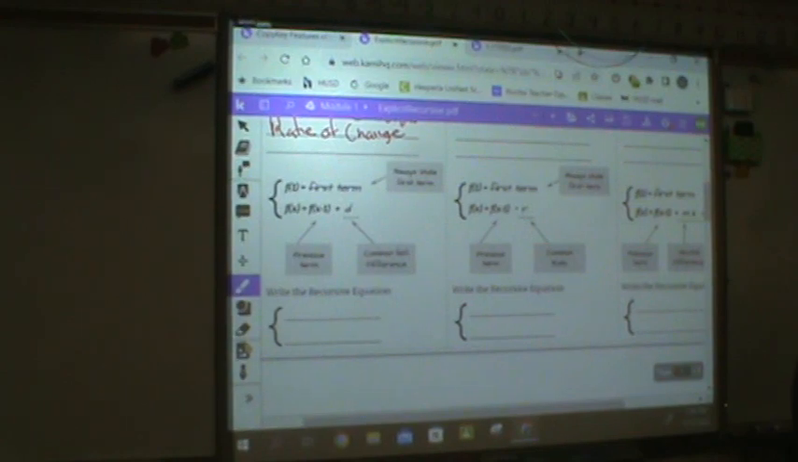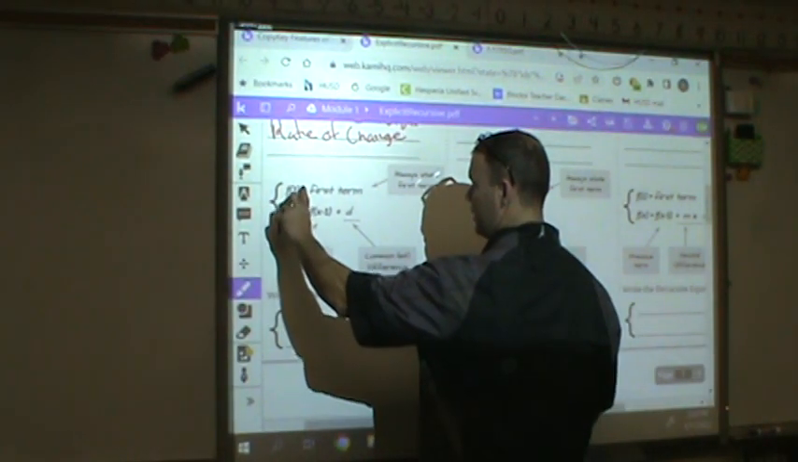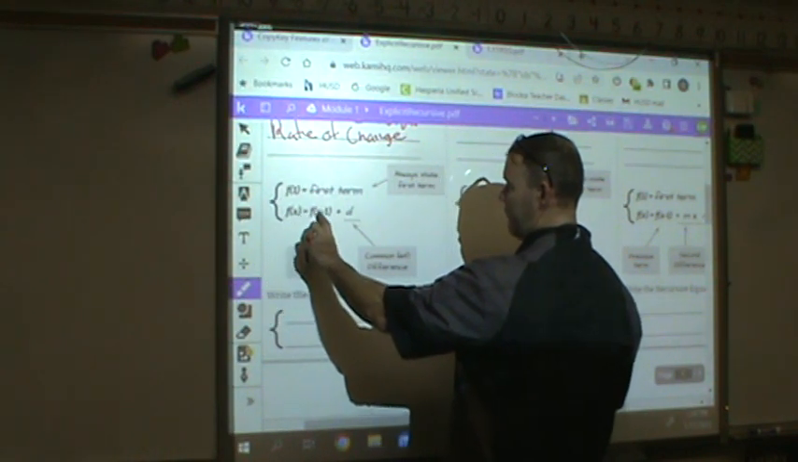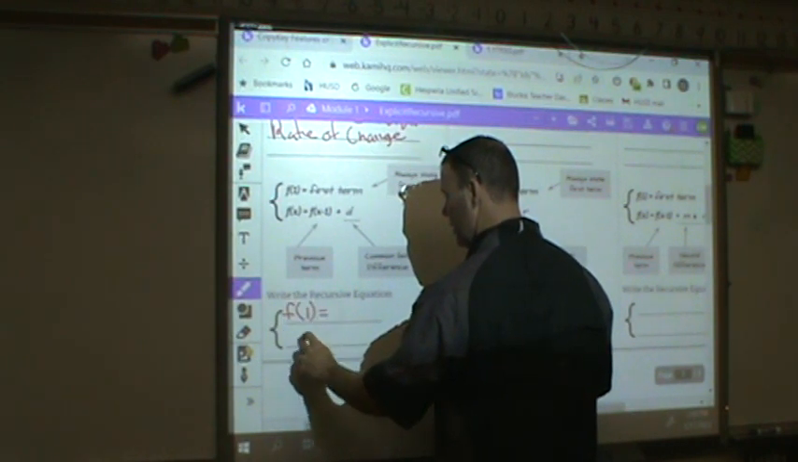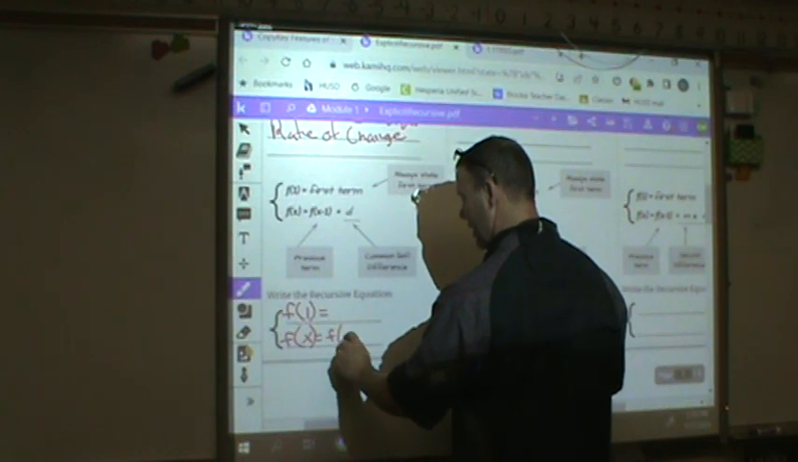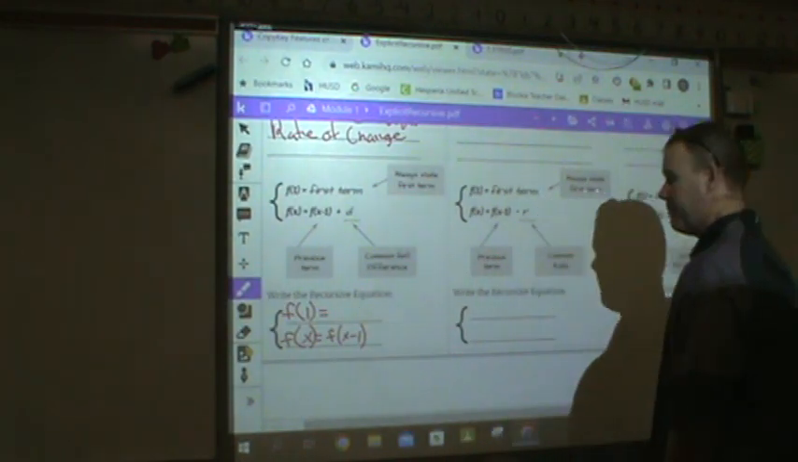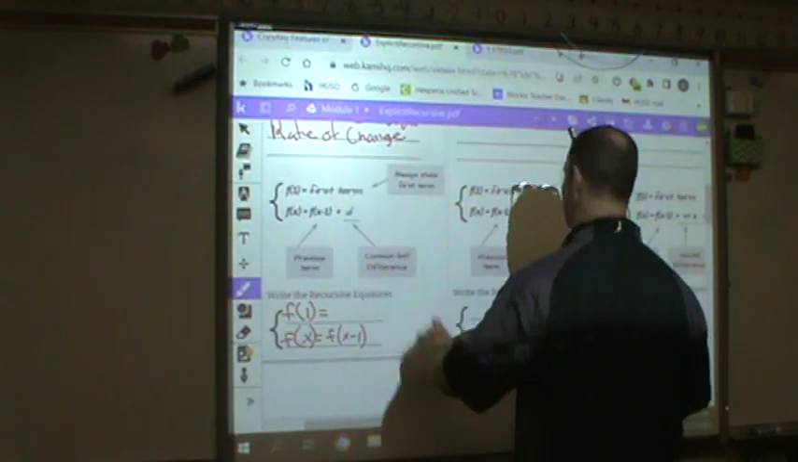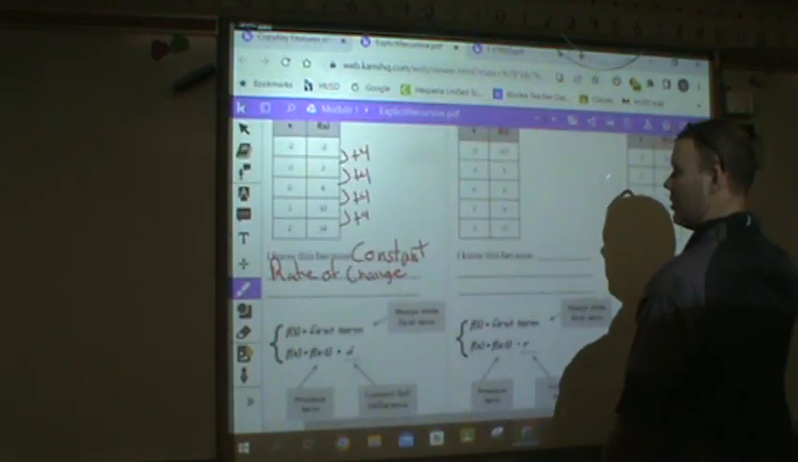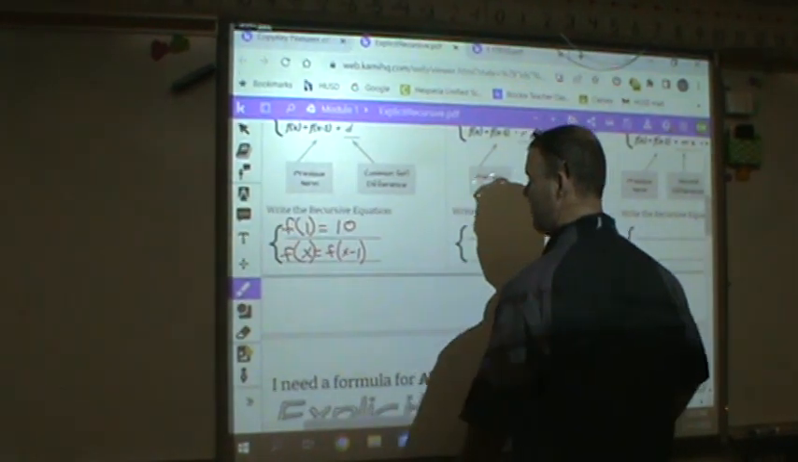So recursively, here's how I create my recursive equation. f of 1 equals, and f of x equals f of x minus 1. That's all standard in a recursive equation. All of that will appear in every single recursive equation you write. Okay? The first term, what is the first term? We'll go back in the table and see what is the first term. The first term is 10. So f of 1 is 10.